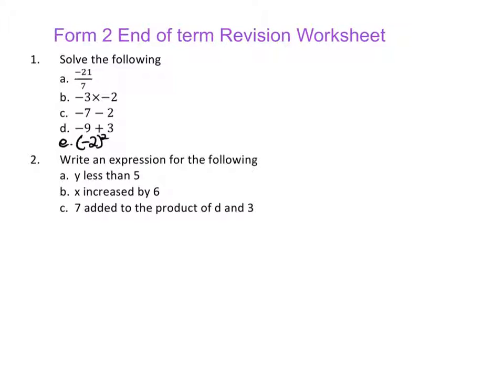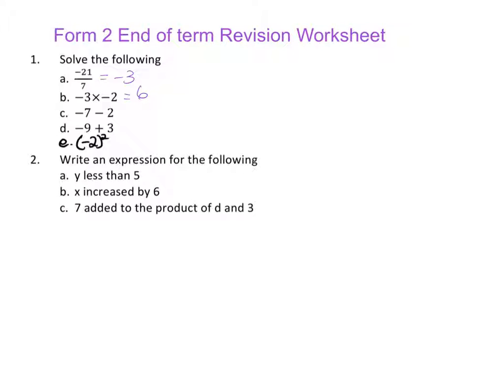Question 1. Question 1 asks you just to solve the following. So, minus 21 divided by minus 7 is minus 3. Negative divided by positive is a negative. Minus multiplied by minus will give us positive 6.